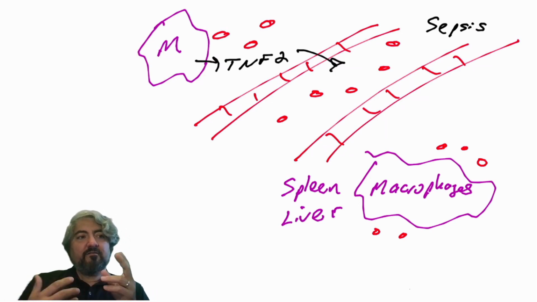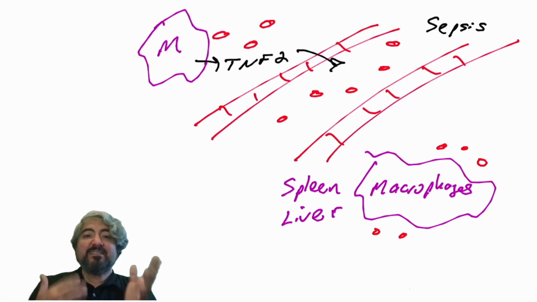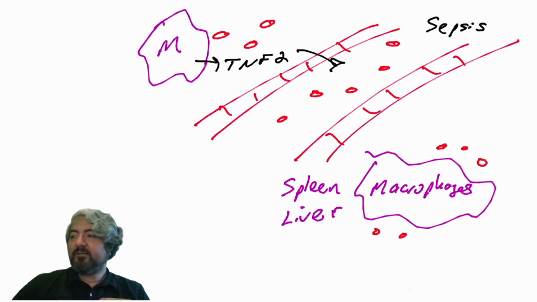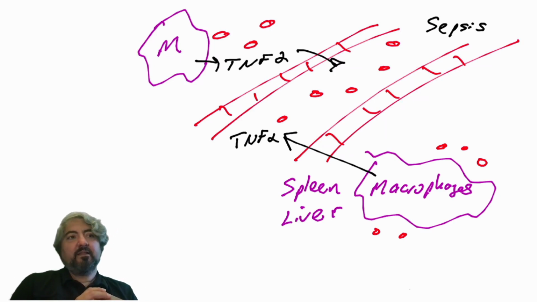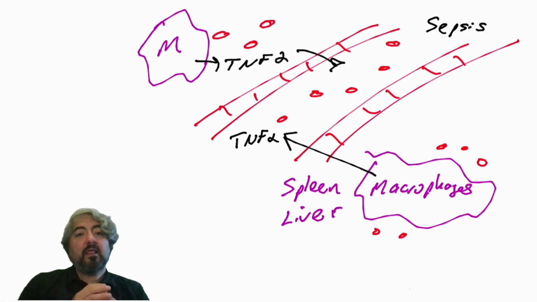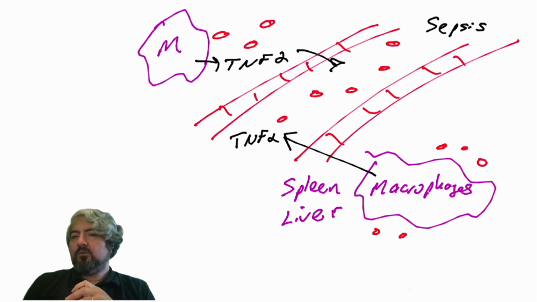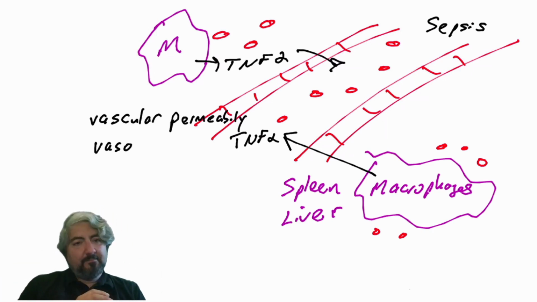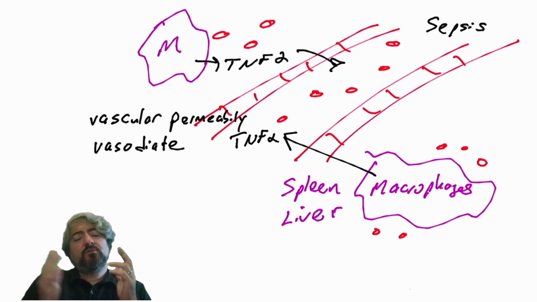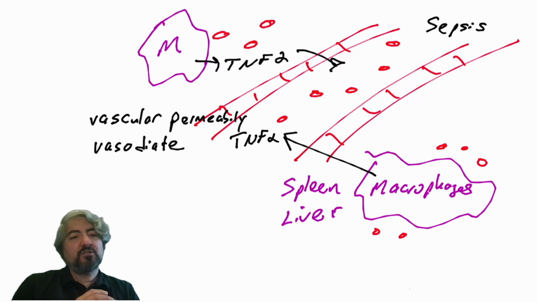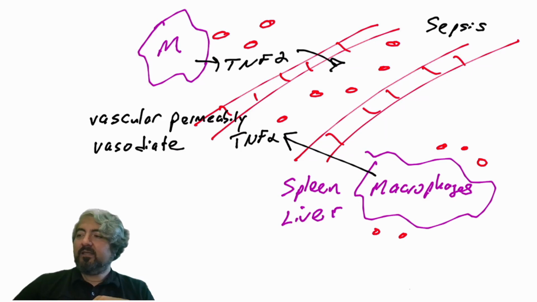But remember, the macrophages have toll-like receptors on the surface. If they're detecting these pathogens in the circulatory system, these macrophages in the spleen and the liver can release high amounts of TNF alpha into the circulatory system. Now, inflammation is good, but too much inflammation is bad, right? A lot of things with the immune system, too much is bad. Not enough, too much, both bad. So now we're going to talk about too much TNF alpha signaling.